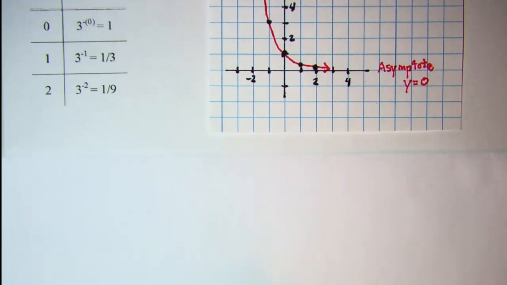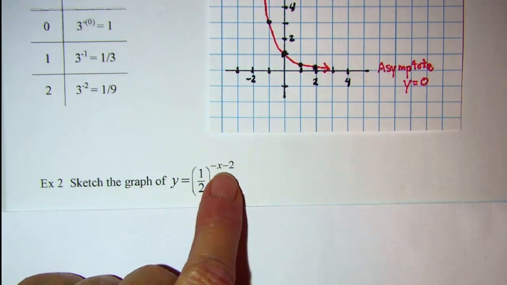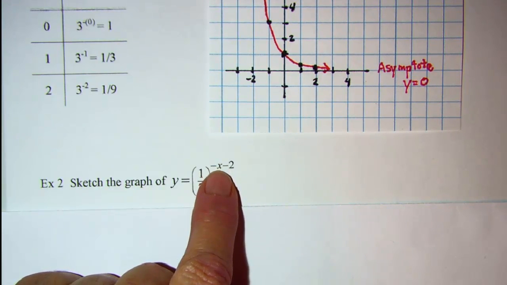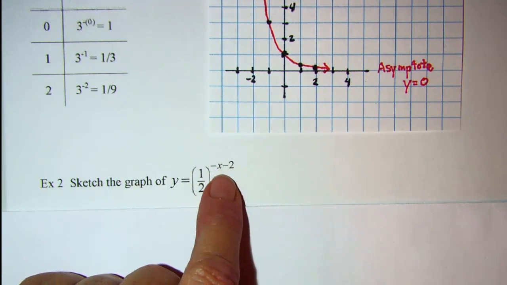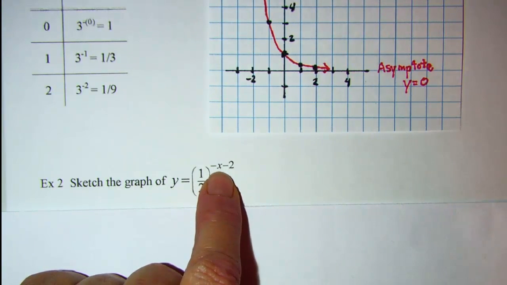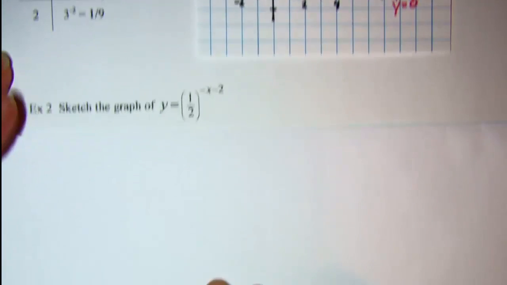Our next example, we're asked to sketch the graph of y equals 1/2 raised to the negative x minus 2. Now if we ask ourselves what would make this exponent equal to 0, we know that the negative x term has to be 2, because then 2 minus 2 is 0. Well, if negative x is 2, then x is going to be negative 2. So I'm going to put negative 2 in the middle of my chart.